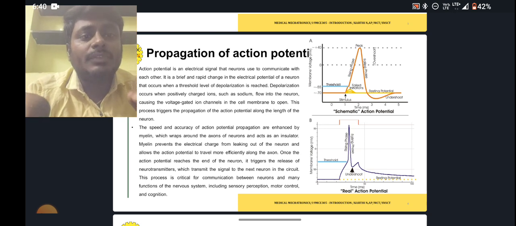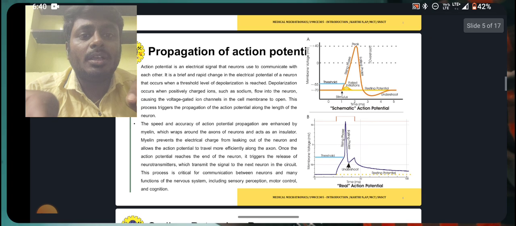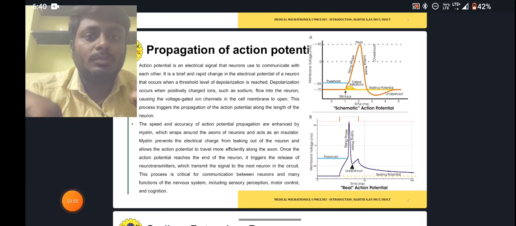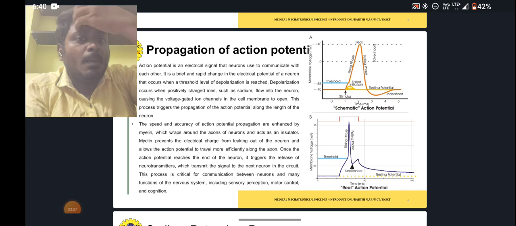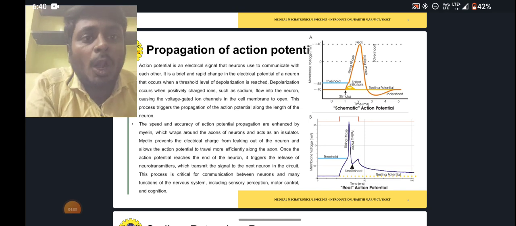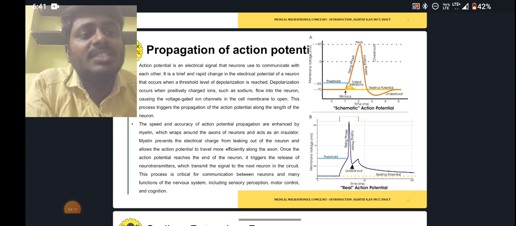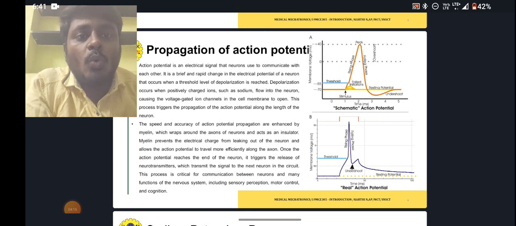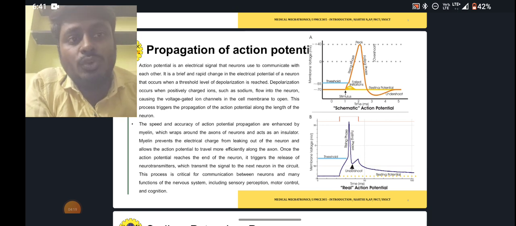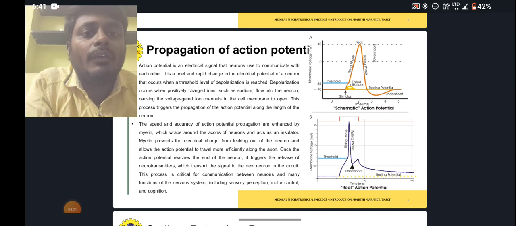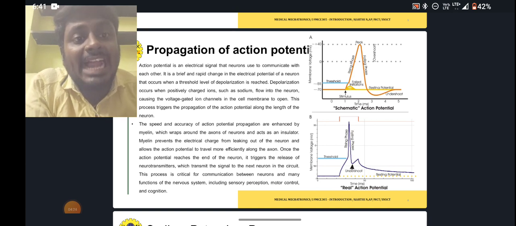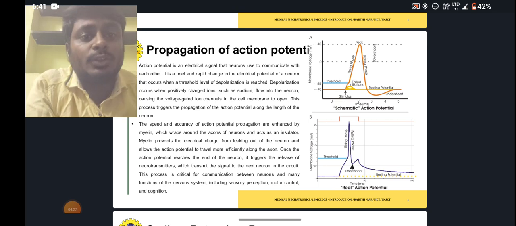The speed and accuracy of the action potential propagation are enhanced by myelin, which wraps around the axon of the neurons and acts as an insulator. Myelin prevents the electrical charge from leaking out of the neuron and allows the action potential to travel more efficiently along the axon. Once the action potential reaches the end of the neuron, it triggers the release of a neurotransmitter, which transmits the signal to the next neuron in the circuit.